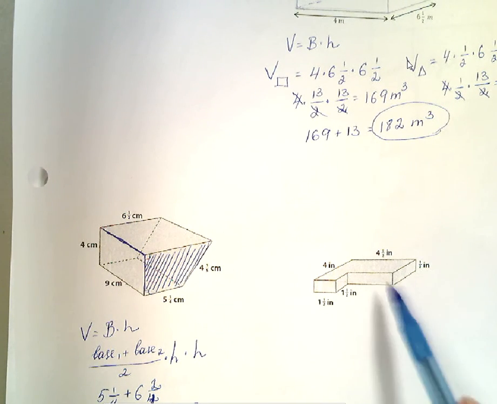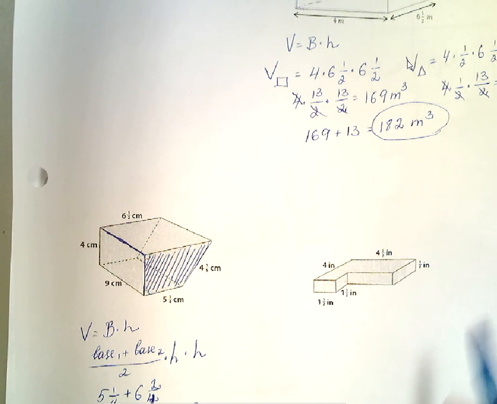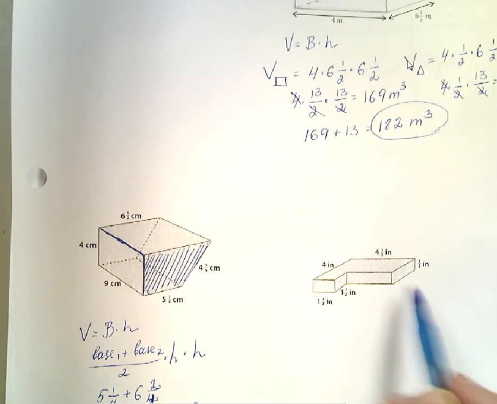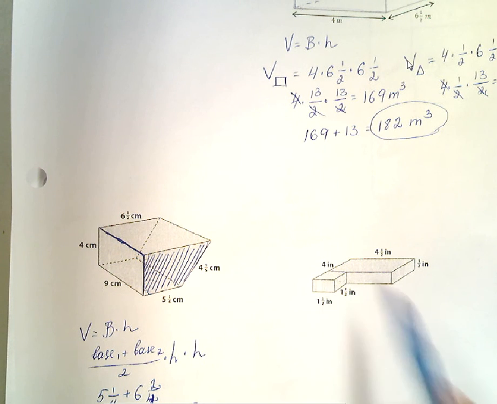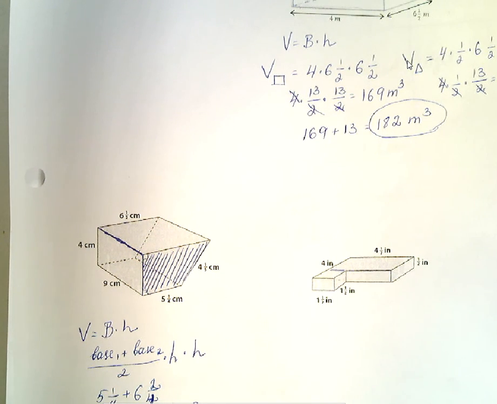One more problem here that might look complicated, but I'm not going to explain it to you. I will just show you that this shape can be divided into 2 rectangular prisms. If you just put a line here, if you want, you will find their volumes and you will combine them to find the total volume. Okay. All right. Good luck to you, and I will see you in class.